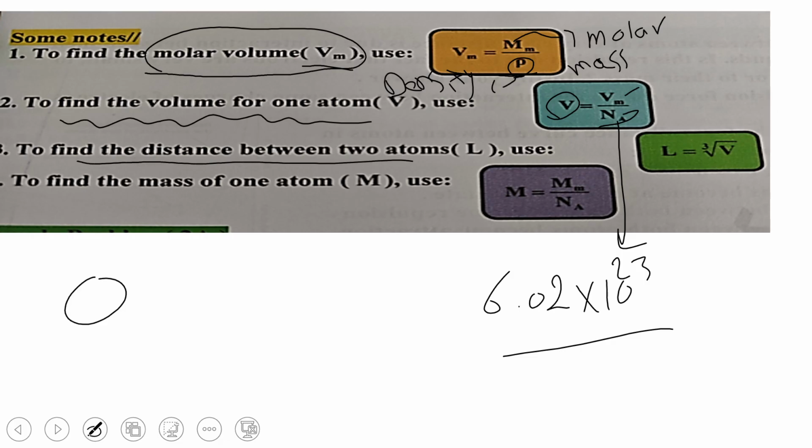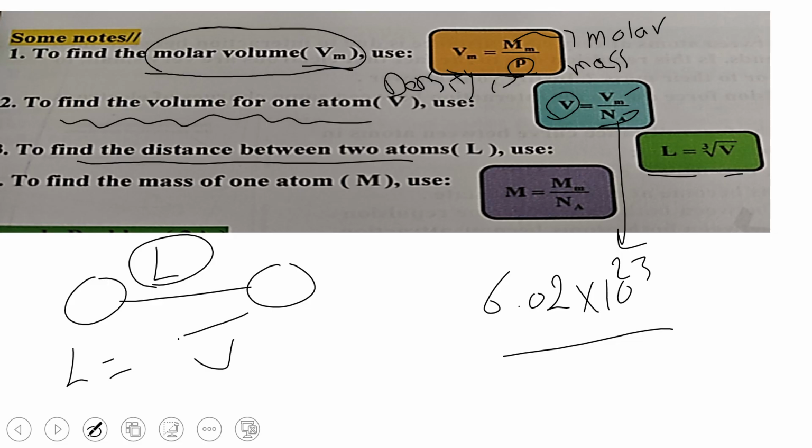Rule number 3, to find the distance between two atoms. Guys, if we have atom to atom, I would like to find the distance between the atoms by this rule: L equals the cube root of V, with V in meter cube. So find the volume of one atom and then put it in here, and you can easily find the distance between two atoms.